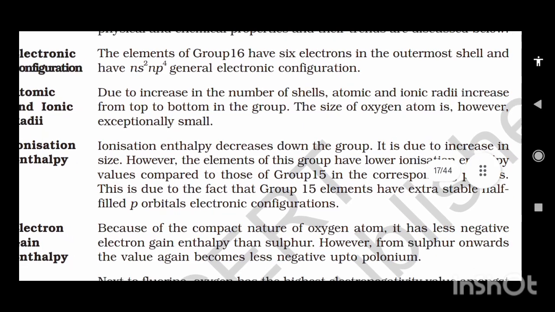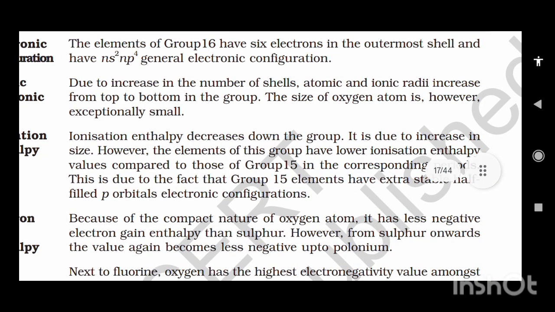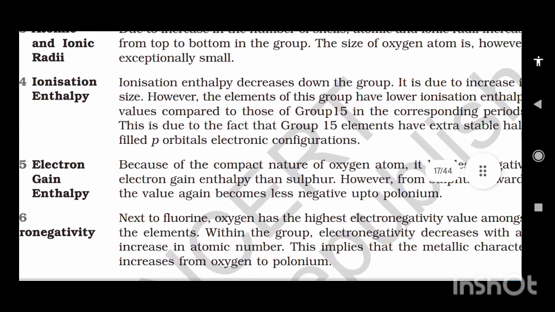Due to the increase in the number of shells, atomic and ionic radii increase from top to bottom in the group. The size of the oxygen atom is, however, exceptionally small. Ionization enthalpy decreases down the group. It is due to the increase in size. However, the elements of this group have lower ionization enthalpy values compared to those of group 15 in the corresponding pairs. This is due to the fact that group 15 elements have the extra stable half-filled p orbital electronic configuration.